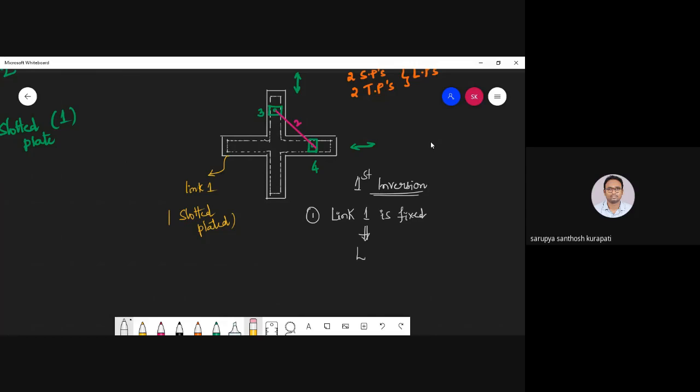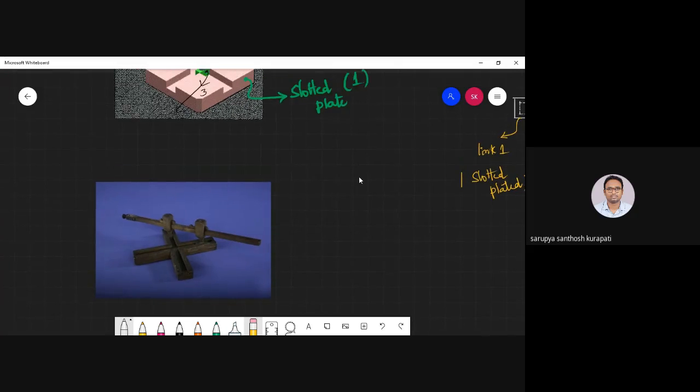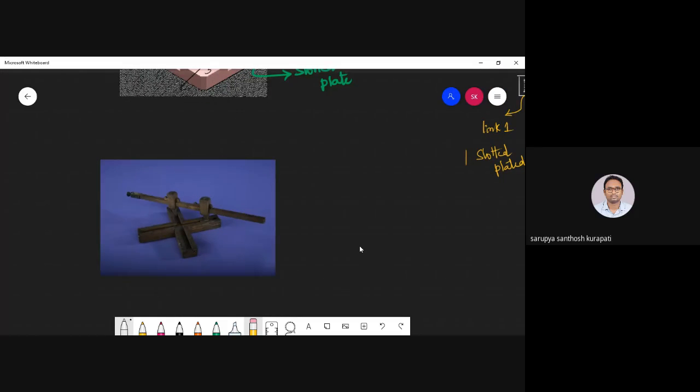If I'm fixing that particular link, I'm going to get a mechanism which is called the elliptical trammel. So this is the application. Can you see the device here? Yes, sir. This is the link. At this particular position, we are going to place a pencil or pen on the sheet. You are going to give an input here, or you can connect a motor on this turning pair.